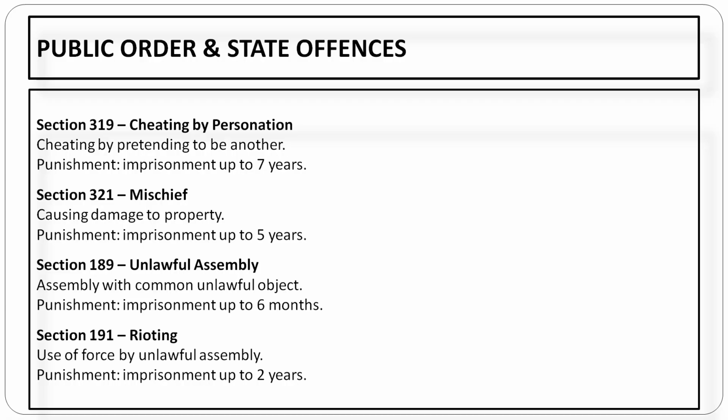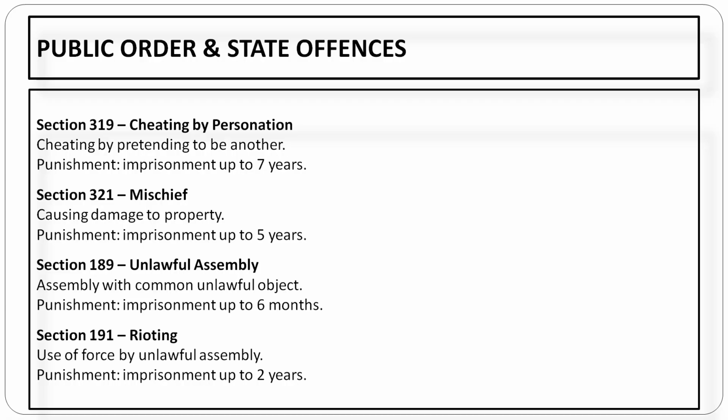The next important is section 189, unlawful assembly. It deals with unlawful assembly. It applies when 5 or more persons assemble with a common unlawful object. The object may be to commit an offense or disturb public peace. Under this section, actual violence is not required for this offense. Mere membership of such assembly is enough. The punishment can be imprisonment up to 6 months.